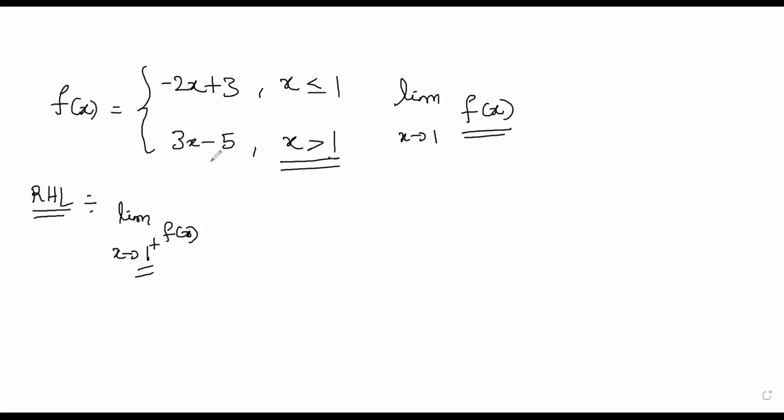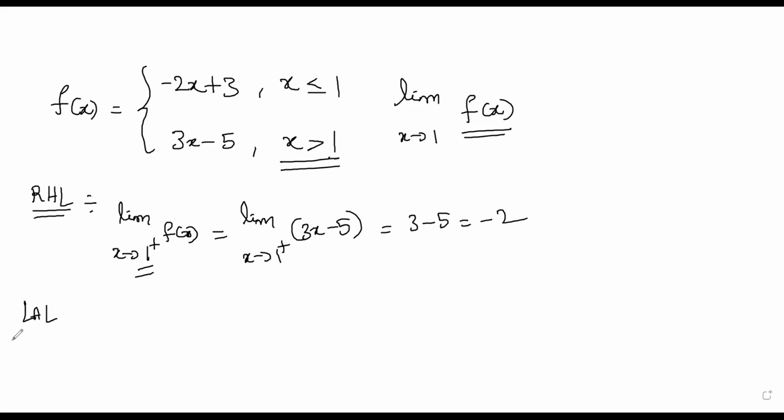When x is greater than 1, you have to use 3x minus 5. So limit x tends to 1 plus, you will use the function 3x minus 5. Put 1 here. So you have 3 minus 5, that is minus 2. That's the answer.